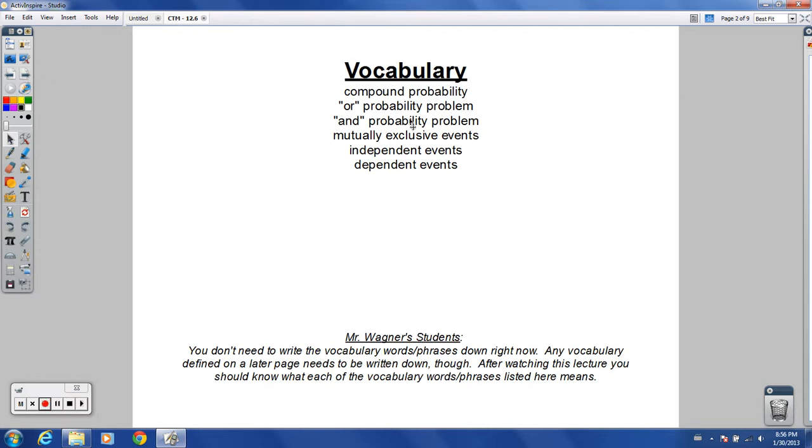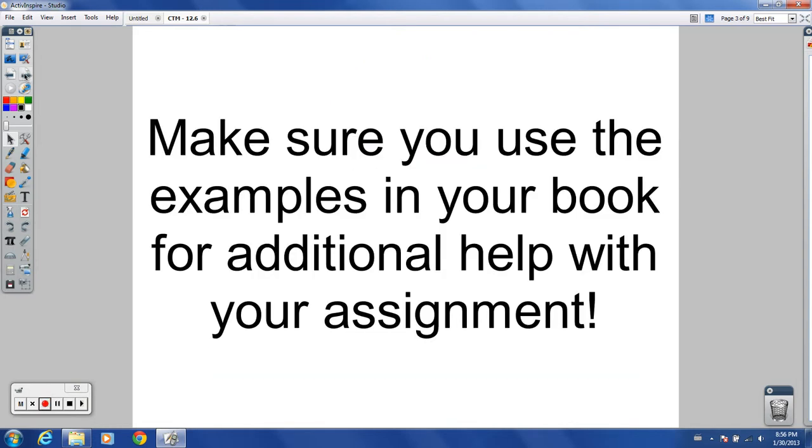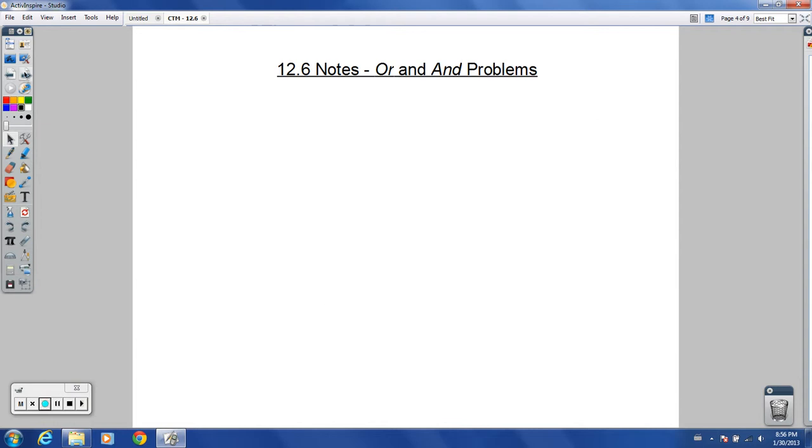They relate to probability. So we're going to be learning about these vocabulary terms. Make sure you got those down by the end of this lesson, and as always make sure you're using those extra examples in the book to help you out. We're going to do a few very similar to the ones in the book. We'll check those ones in the book out for some extra help if you need it. Let's get started on some definitions here.